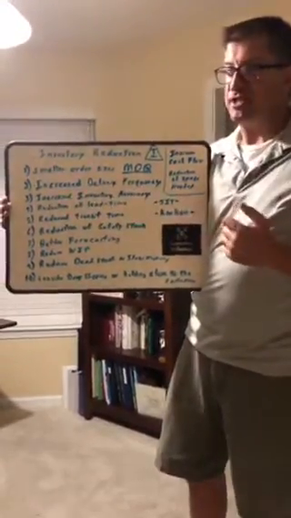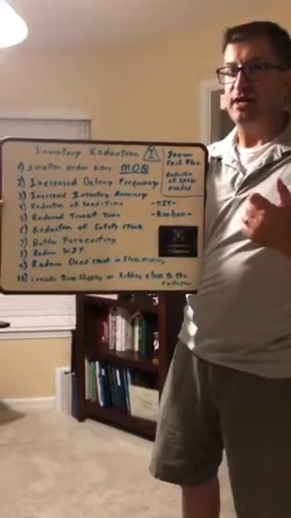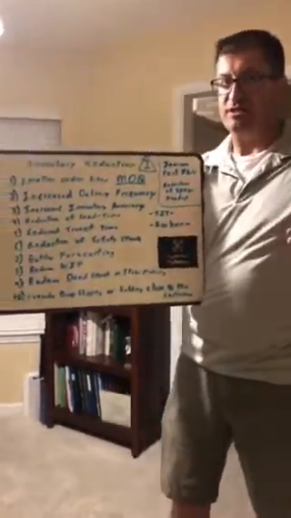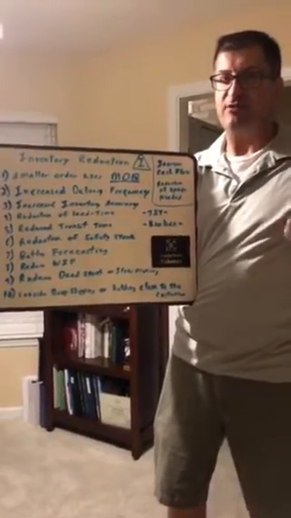Increased inventory accuracy. You have to have accurate inventory to use just-in-time inventory because you want to reduce your safety stock, but you've been doing that to keep your customers happy. You have to have accurate inventory.